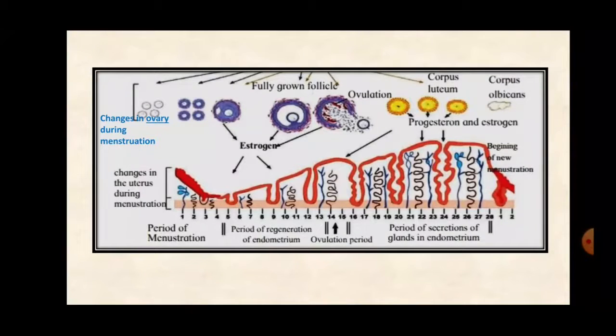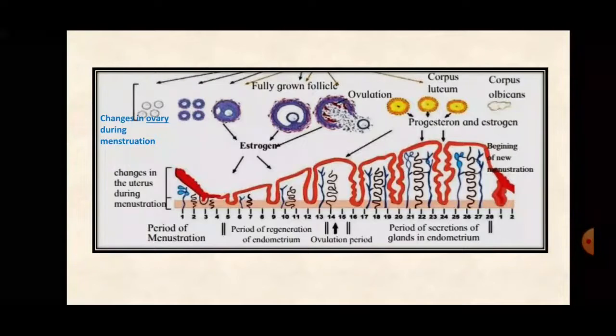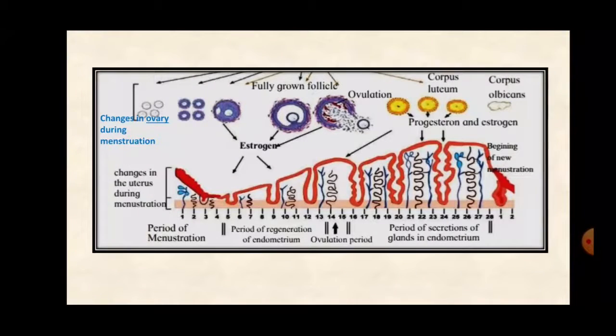The fourth phase, if you see, is the period of secretions of glands in the endometrium. Now the endometrium is pretty thick. Okay, it is ready. The tissue has formed. It is ready for the implantation. If you try to closely understand along with the diagram, I am sure, students, you will understand it. If you all have any doubts, you can ask me.